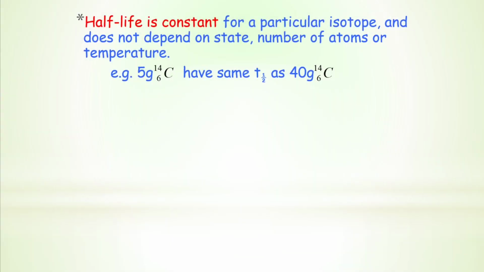And the half-life is constant for a particular isotope. Like I've said, it doesn't matter what state it's in, how much of a substance I have, or the temperature. If I have 5 grams of this carbon-14 isotope, the time for those 5 grams to go from 5 to 2.5 is going to be exactly the same time it takes to go from 40 grams of the same isotope to 20 grams. So it doesn't matter how much I have, that half-life is always going to be the same. I could have 1 gram, I could have a million kilograms.